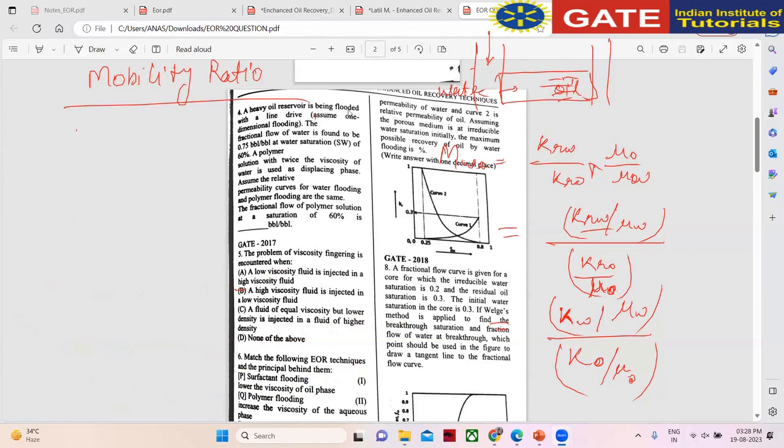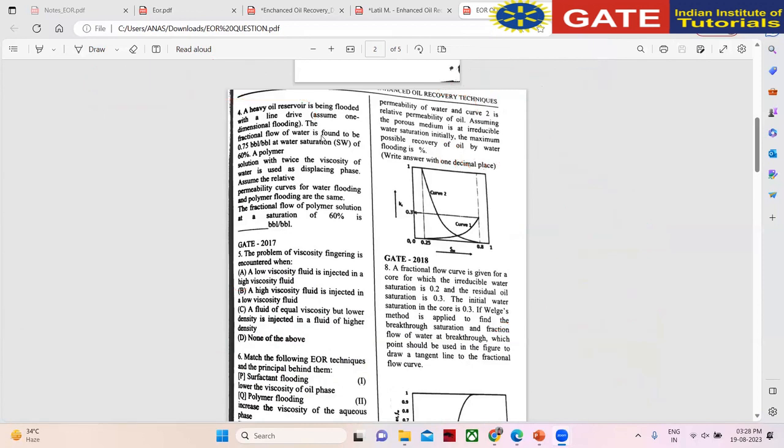A heavy oil reservoir is flooded with a line drive, assume one-dimensional flooding. The fractional flow of water, FW. Okay, let me tell you FW, fractional flow. After fractional flow, we discuss this.